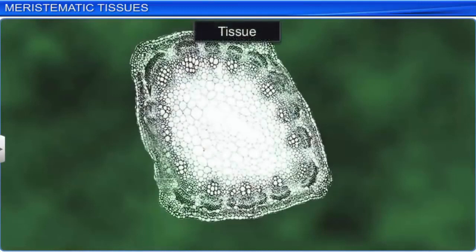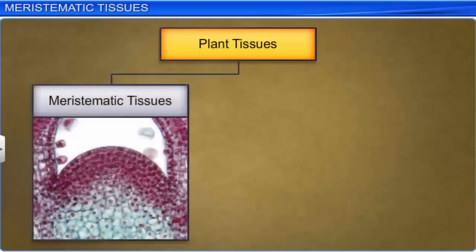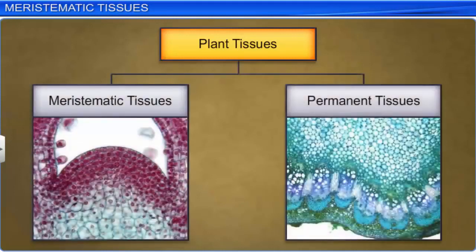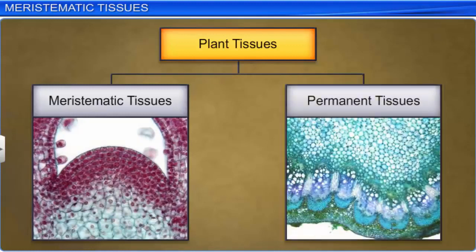Tissue refers to a group of cells that have a similar structure and perform the same function. There are two main types of plant tissues: meristematic tissues and permanent tissues. Meristematic tissues undergo active cell division, while the permanent tissues do not undergo any division.